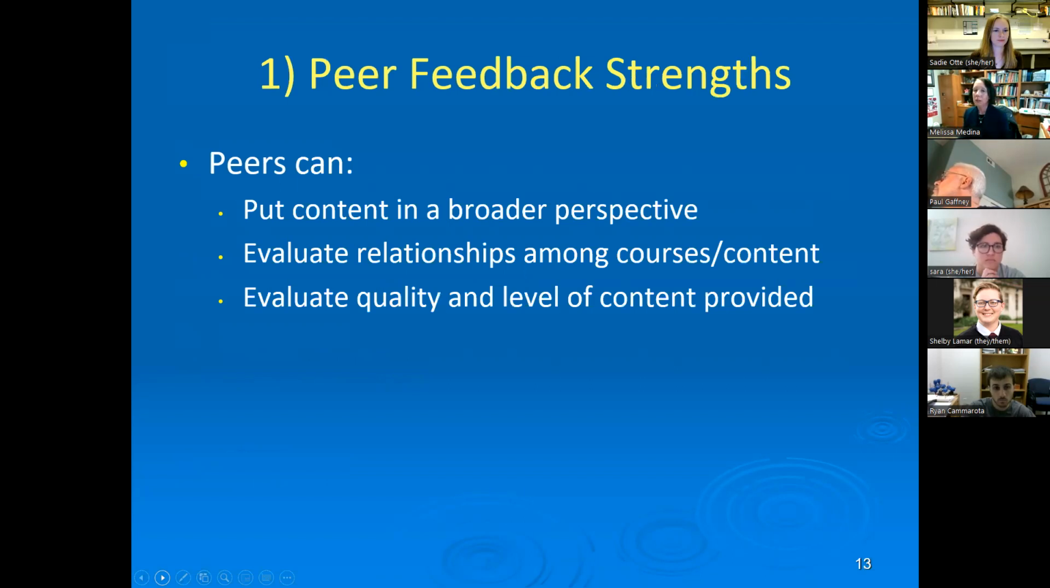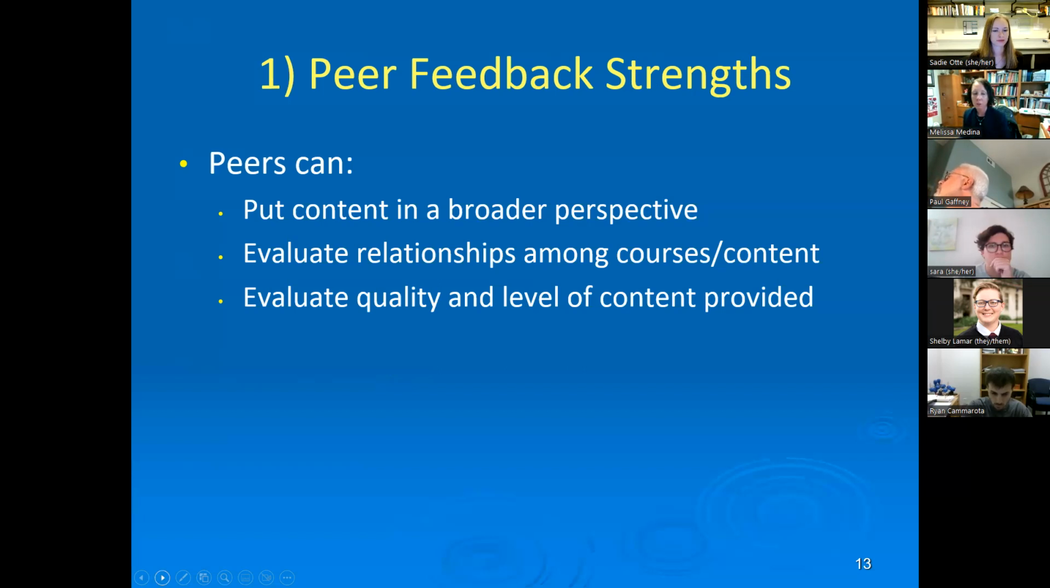So certainly peer feedback, if you have a peer evaluation of teaching program, peers are a really great source of information to evaluate your teaching. They can put your teaching into the broader context of your entire curriculum. How does your course fit into the curriculum? How does it prepare students for courses that are after your course? How does your course maximize what has happened in previous courses? How do you expand on that information provided from previous courses?